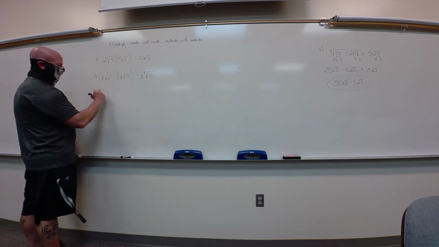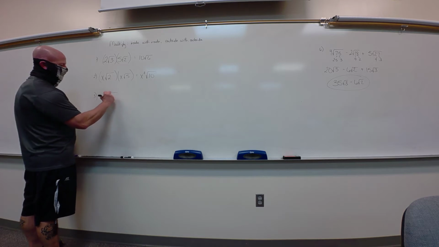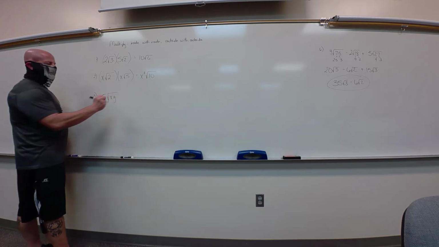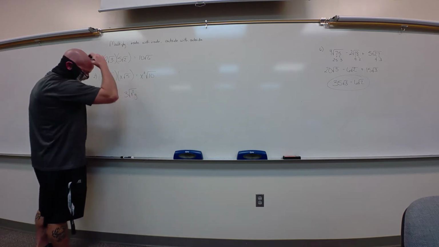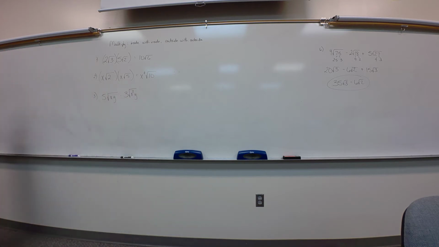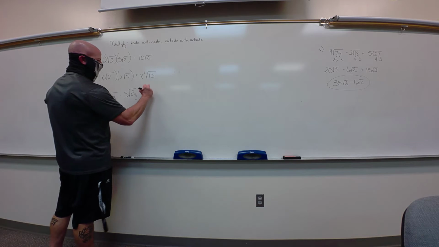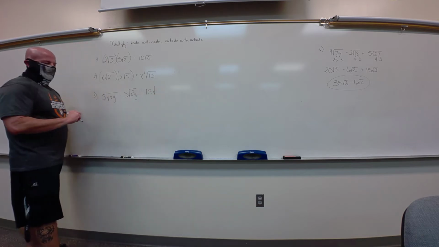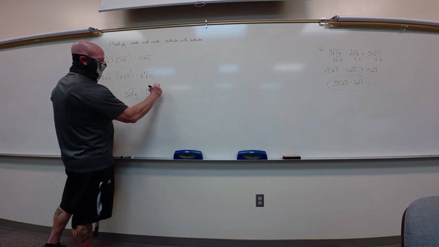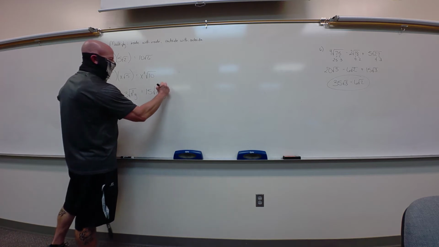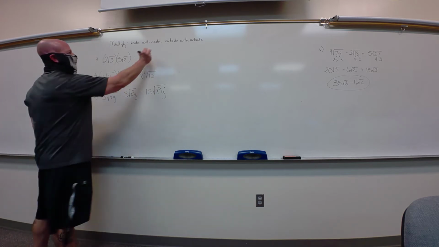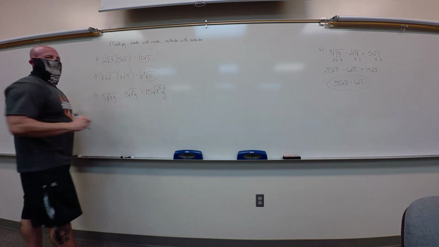Let's go 5 square root xy times 3 square root x squared y. Now, I know I've got some extra stuff going on there, but I'm still going to stick outside with outside. 5 and 3 is 15. Inside, I've got x and x squared is x cubed. y and y squared. And that is the correct multiplication. However, it can be simplified.